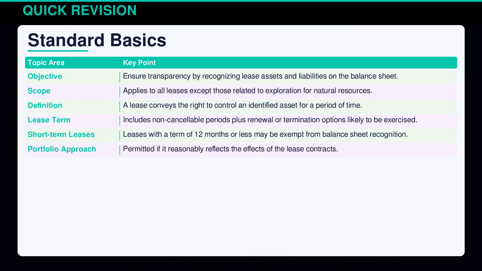ASC 842 revolutionized lease accounting by requiring lessees to recognize most leases on balance sheets, enhancing financial transparency. It applies broadly, with exceptions like natural resource leases. Key definitions include conveying control of an asset over a specified term. Short-term leases, defined as those under 12 months, may avoid balance sheet recognition. Understanding these basics is crucial for evaluating the standard's scope and purpose effectively.